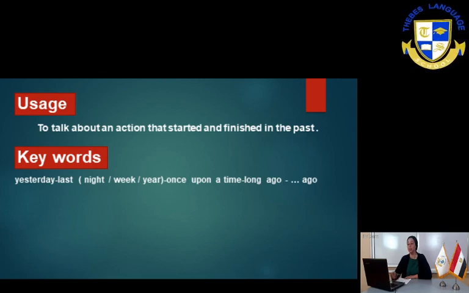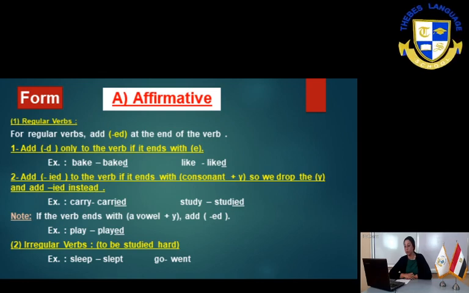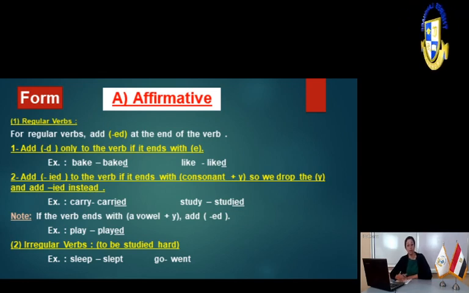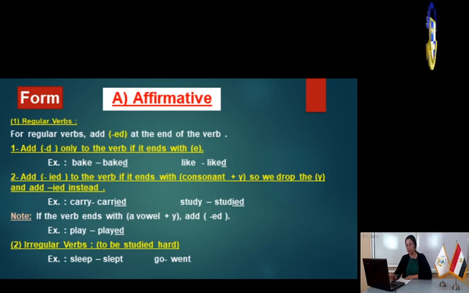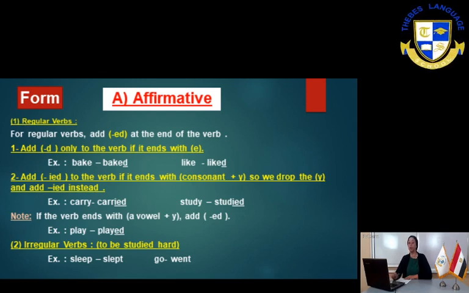Now, let's move to slide number 3 to know how we can form the past simple tense. For the affirmative form, we have got regular verbs and irregular verbs. Let's start with the regular verbs. For the regular verbs, we add ed at the end of the verb. We add only d if the verb ends with e. For example, bake, baked, like, liked, move, moved.